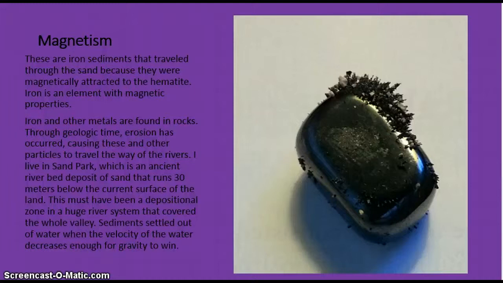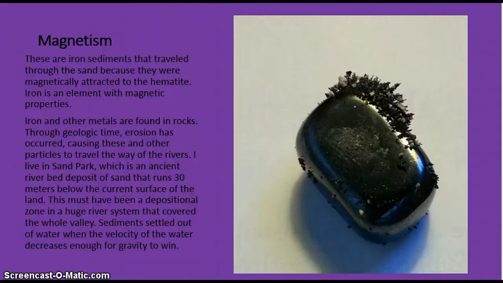These are iron sediments that traveled through the sand because they were magnetically attracted to the hematite. Iron is an element with magnetic properties. Iron and other metals are found in rocks. Through geologic time, erosion has occurred, causing these and other particles to travel the way of the rivers.